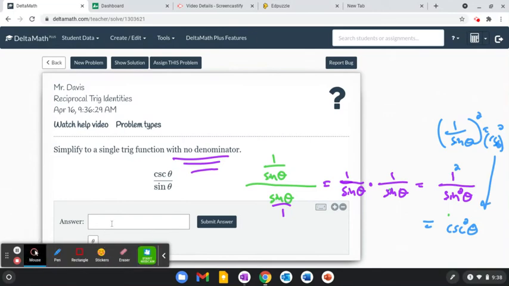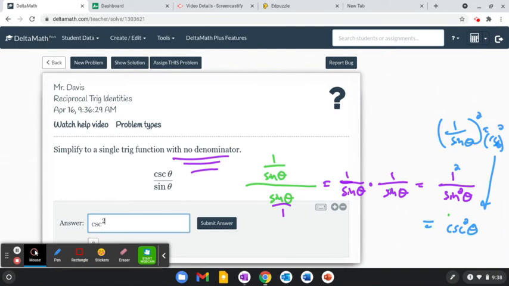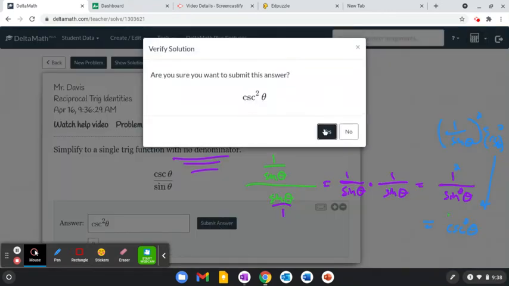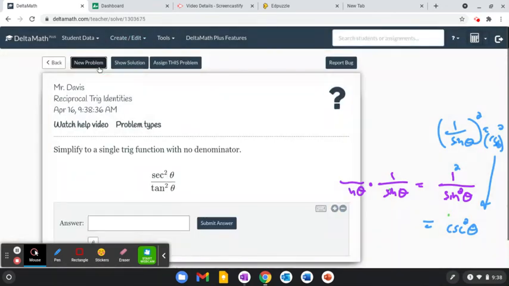All right, so let's go ahead and type that in. And remember, when you type these in, you want to square it right after the cosecant or whatever, and then do your theta. Is how we type squareds for trig functions.